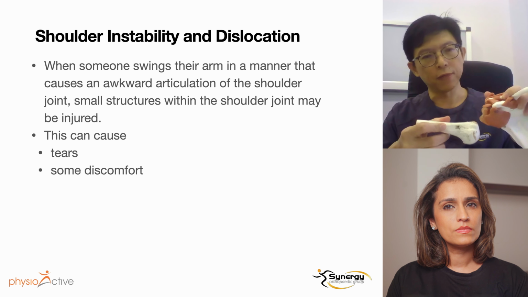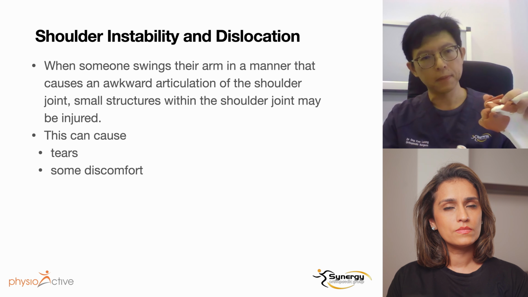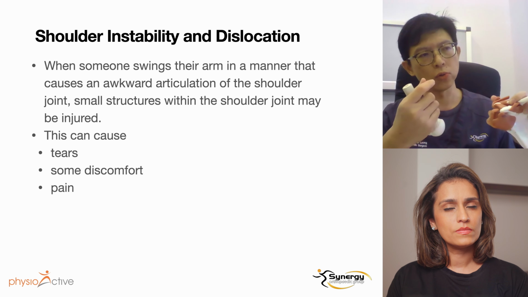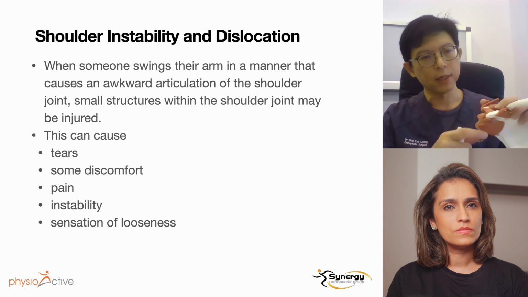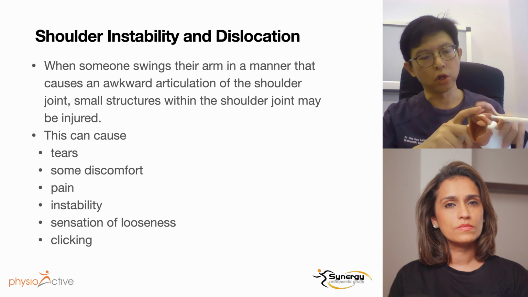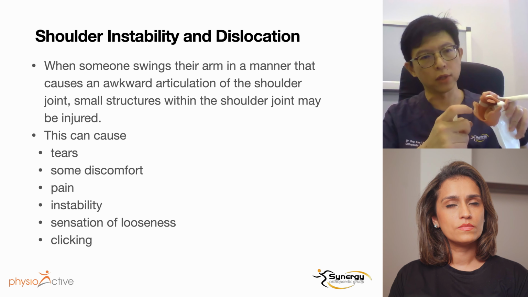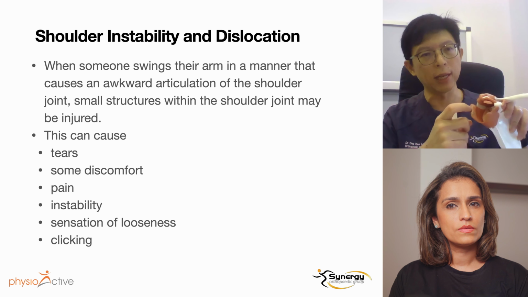Now, this kind of discomfort can range from pain. It can also go to instability. You can feel a sensation of looseness and clicking, and that can be a result of something torn and fraying within the structure of the shoulder. This structure of the shoulder is known as the labrum in medical terms. In layman's terms, you can imagine it's like an O-ring or a rubber band within the socket of the shoulder joint. And this can tear in various configurations and can cause different types of pain when the shoulder is moved through a various range of motion.